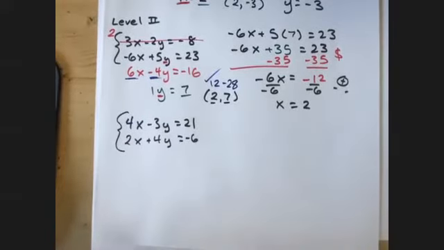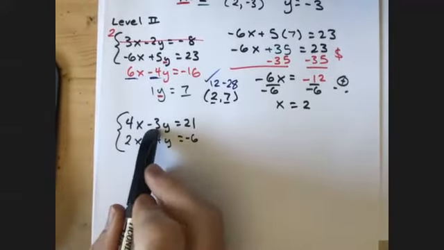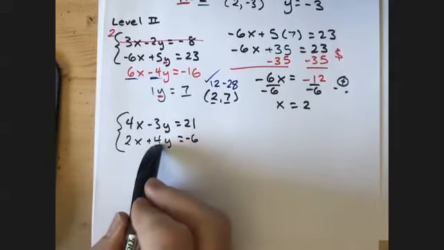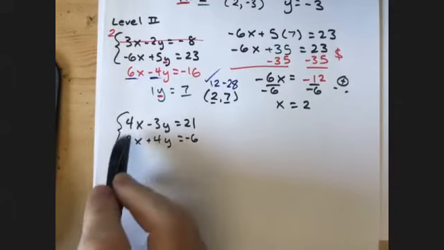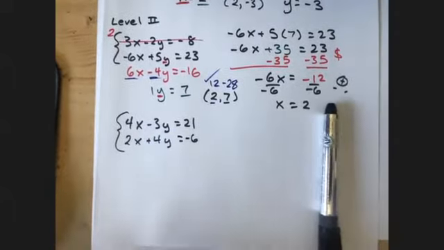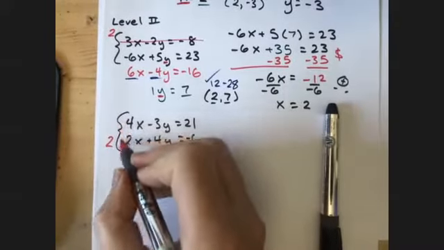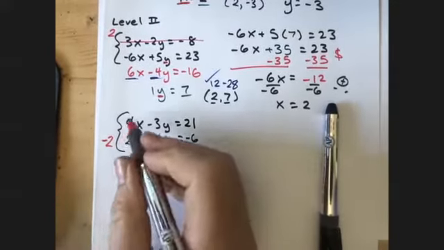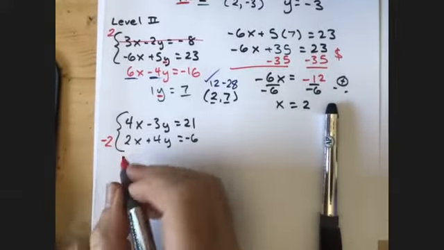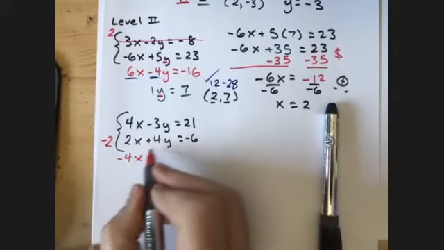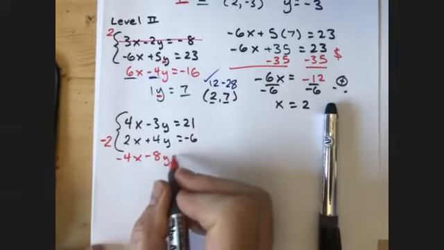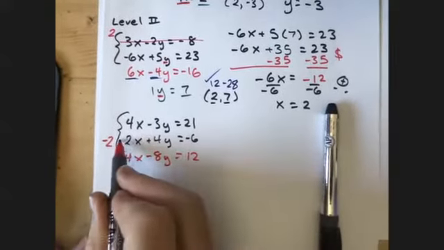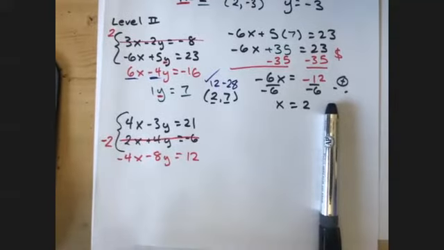So again, we're looking at the smaller coefficient and saying, can we multiply this by a whole number to make it into the larger coefficient? I can't turn a 3 into a 4, but I can turn 2 into a 4 by multiplying by 2. But I have to check the signs. See how they're both positive right there? Since they're both positive, I have to multiply by a negative to make them opposite signs. So negative 2 times 2 is negative 4x. Negative 2 times 4 is negative 8y. Negative times a negative is a positive. 2 times 6 is 12. Again, I'm going to cross this one out so I don't confuse those numbers.